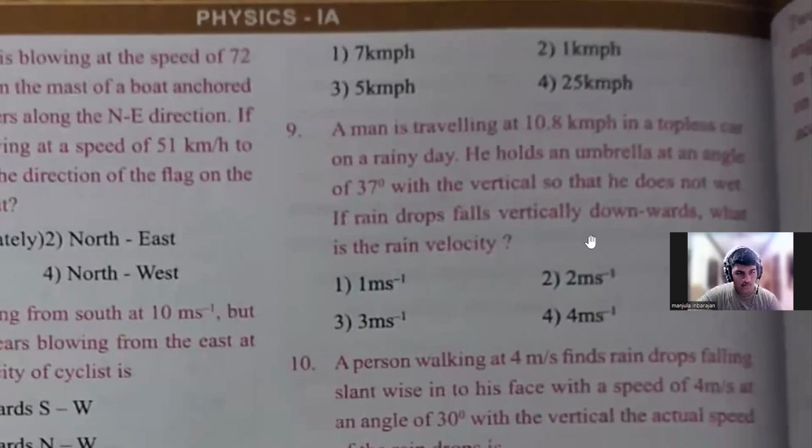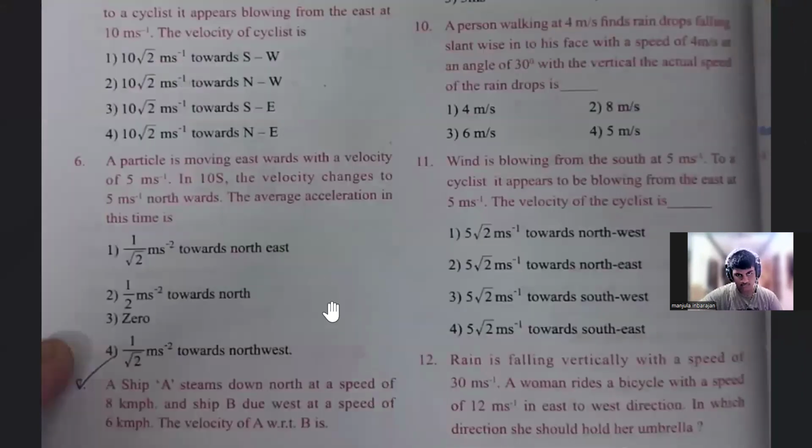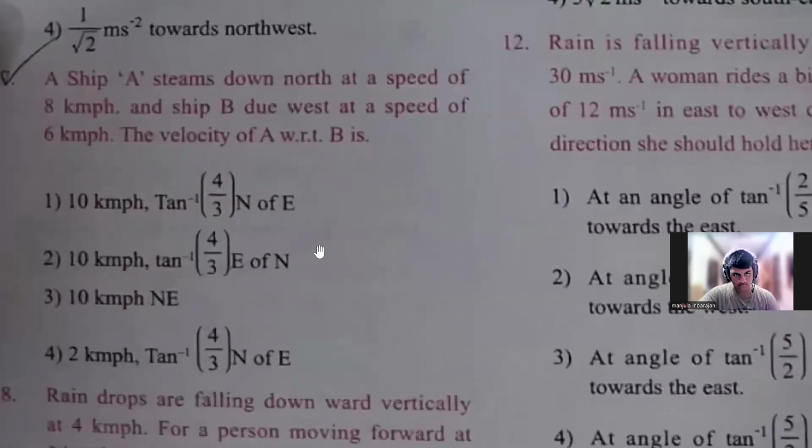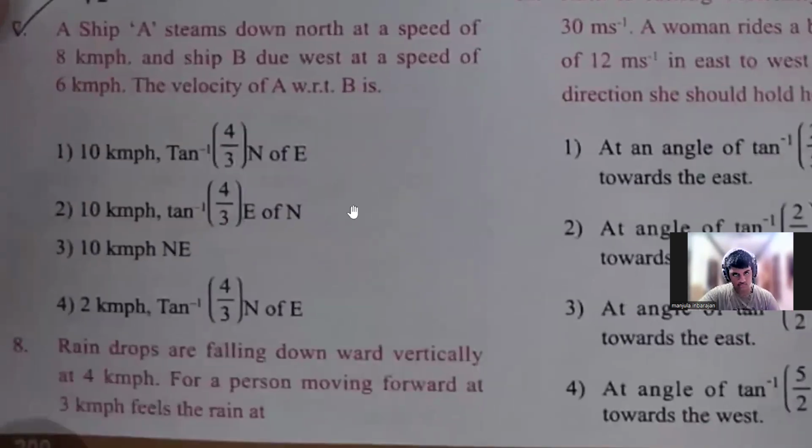Back, sir. Which question? Question number 7. So writing vector from north direction, take it as j cap, and west will be minus I cap, right? So velocity of A will be 8 j cap, and B will be 6 minus I cap. So subtract these two, we'll get the answer.